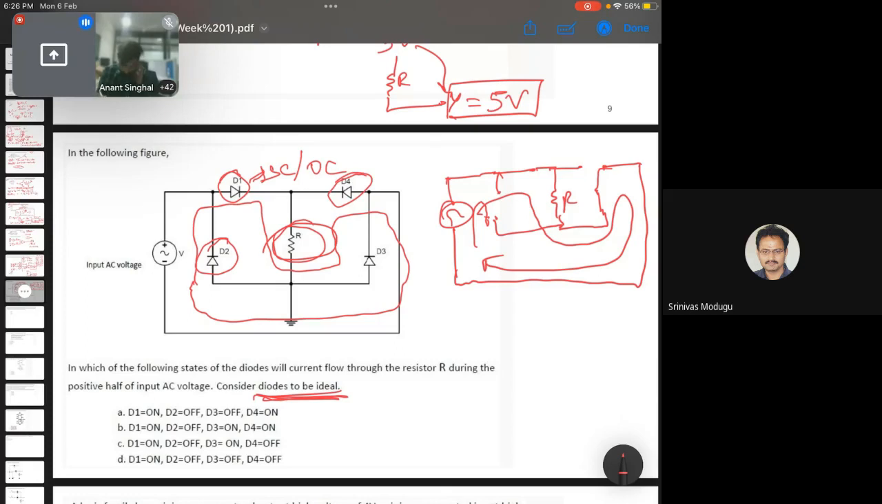So let's check the options. D1 and D3 need to remain on. So D1 on, D3 on. Okay, so the correct answer to this question is option C. You can see D1 is on, D3 is on, and the rest of the diodes are off.